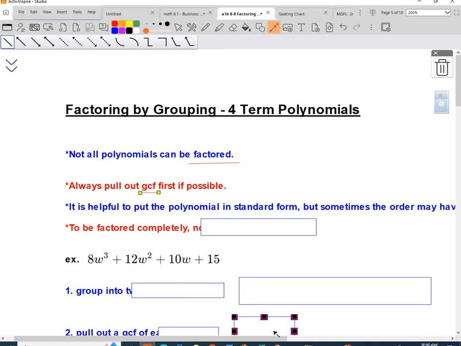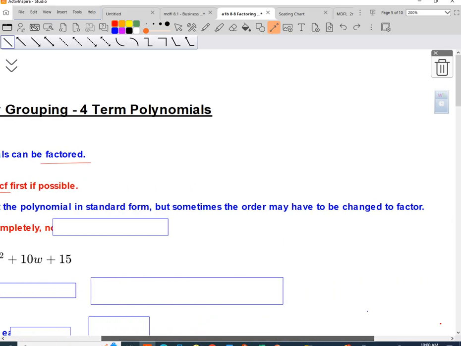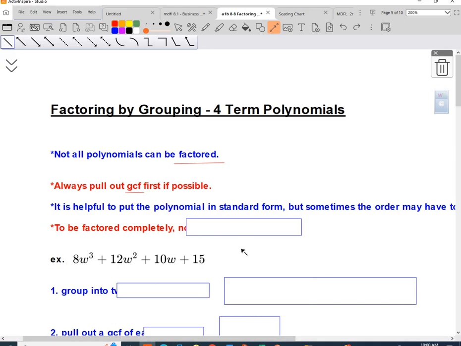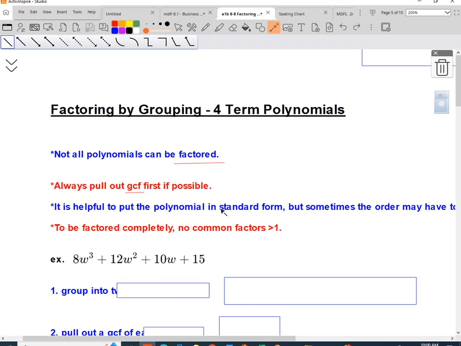Okay? It's helpful to put the polynomial in standard form, but sometimes you may have to rearrange it. For our purposes today, though, standard form is best. You won't have to rearrange them. Now, what does it mean to be factored completely? You do need to know that. To be factored completely, there can be no common factors greater than 1.